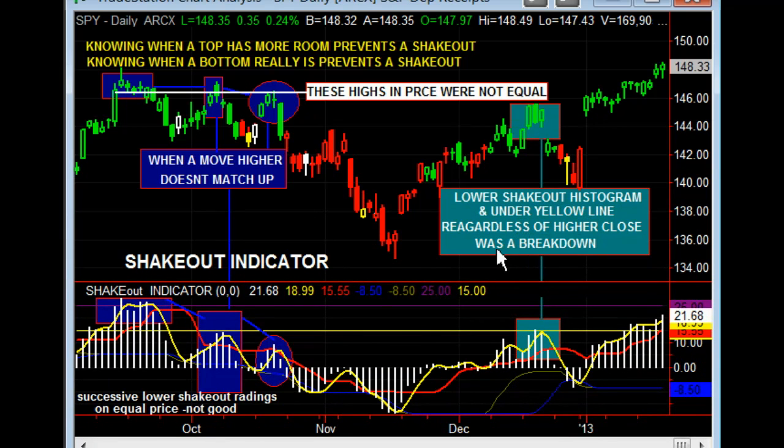Lower shakeout histogram under the yellow line. And this is what I look for: breakdowns. You'll see it was dramatic right here. It was dramatic on this one as well, where you're above this running yellow line, and then all of a sudden you dip below it. And it's particularly worse if you dip below both the yellow and the red. That becomes a compounded effect, and that usually leads to a little bit more.